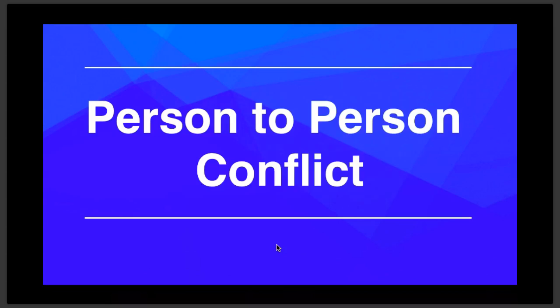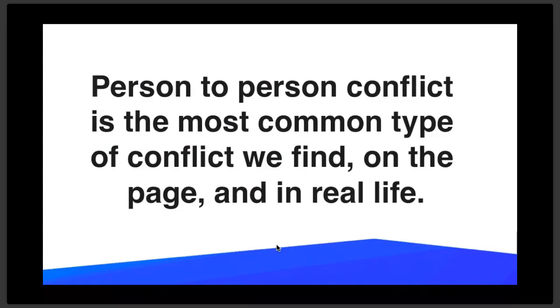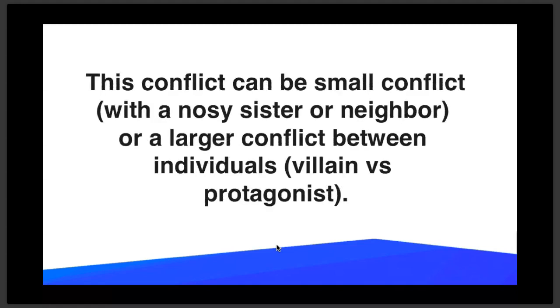So, first type of conflict, person-to-person conflict. The cool thing about this one is that it's the most common type of conflict we find on the page and in real life. We're always rubbing up against somebody who has their own goals, their own way of doing something. They approach things differently. They may want the job that we want. They may want something that puts them or us at odds with them. So this is what you're going to see most often.